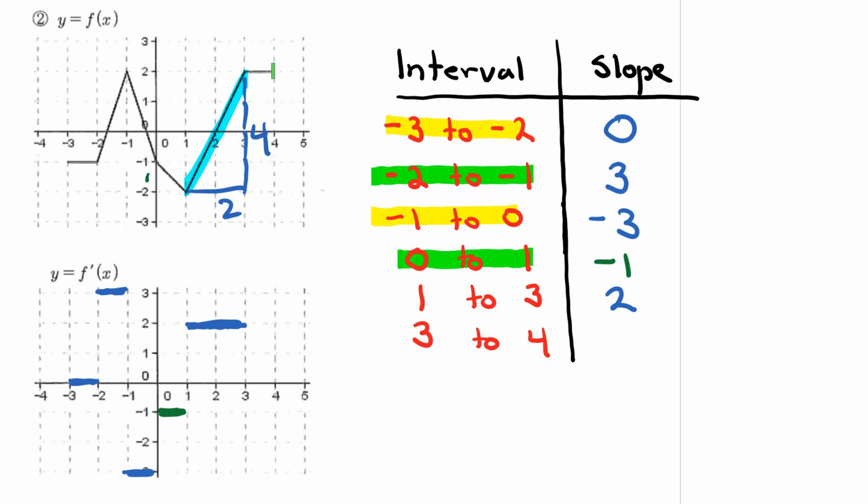And then finally, at the very end here, when I'm looking at the interval from 3 to 4, I have a horizontal line, and that has a slope of 0. So I just put a horizontal line like that from 3 to 4.